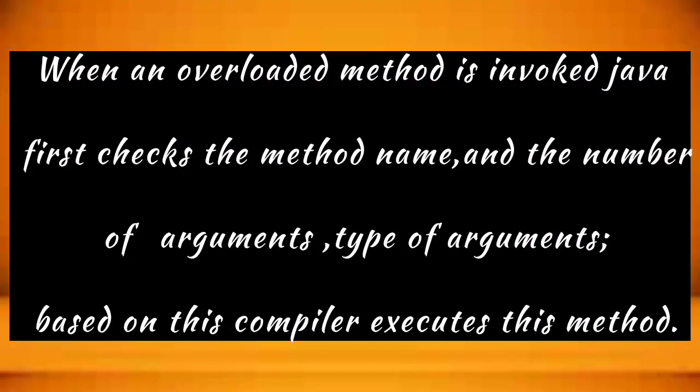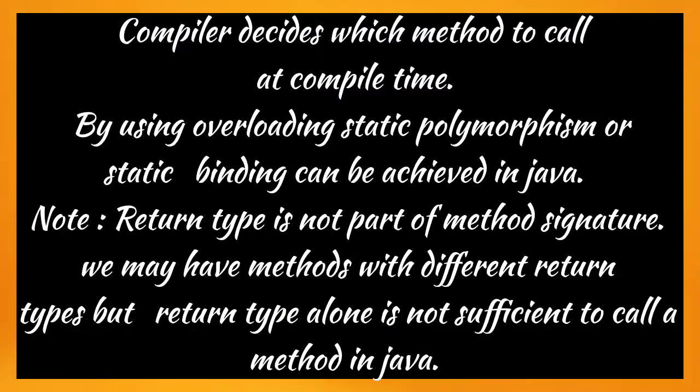When an overloaded method is invoked, Java first checks the method name, the number of arguments and the type of arguments. Based on this, the compiler executes this method. Compiler decides which method to call at compile time. By using overloading, static polymorphism or static binding can be achieved in Java. Note: return type is not part of method signature. We may have methods with different return types, but return type alone is not significant to call a method in Java.